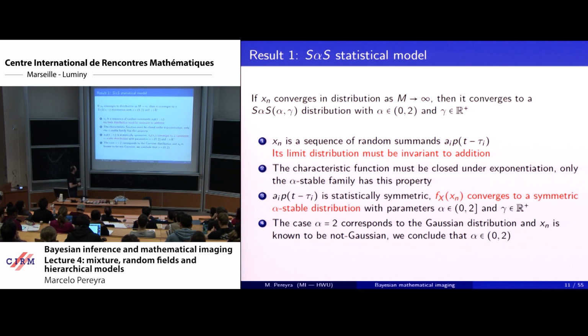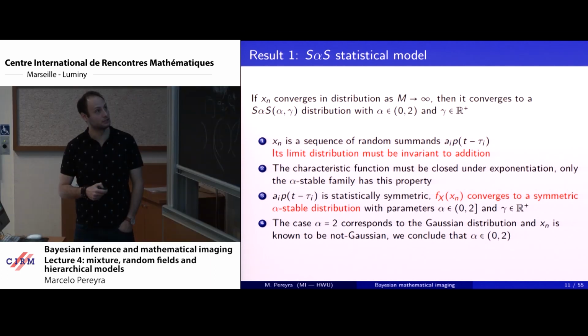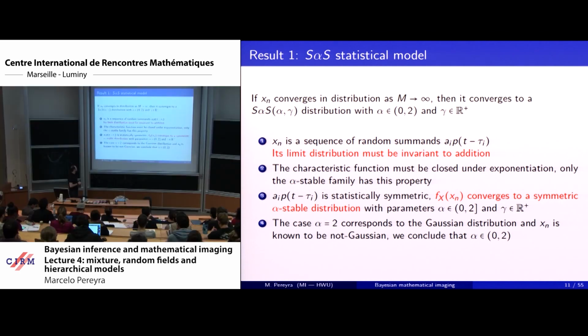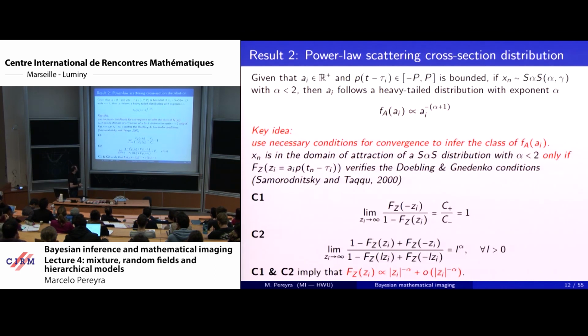And because this is statistically symmetric, then it has to be this specific alpha stable called symmetric alpha stable. And if alpha was 2 or larger than 2, then we would be in the Gaussian case. But we're not. So we are in a case that is non-Gaussian, and alpha is between 0 and 2. Great. So what does this tell us about the scatterers?